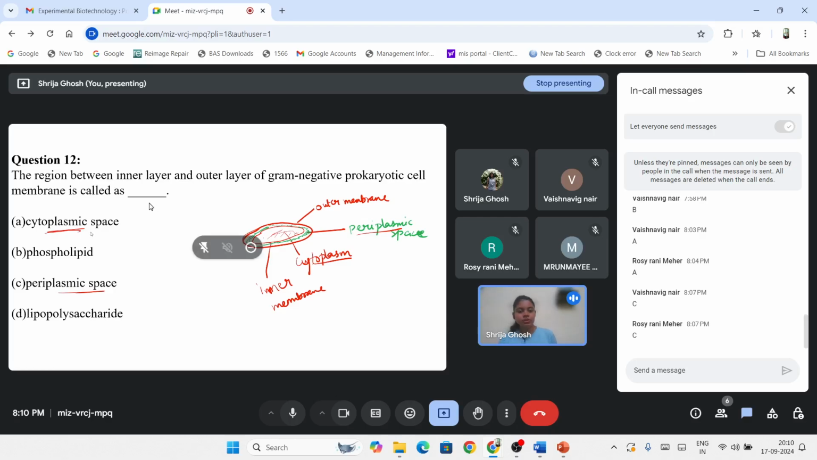Is it clear to everyone? The difference between the cytoplasmic and periplasmic space. The space between the inner and outer membrane is periplasmic space. The space inside the inner membrane is the cytoplasmic space. Okay.